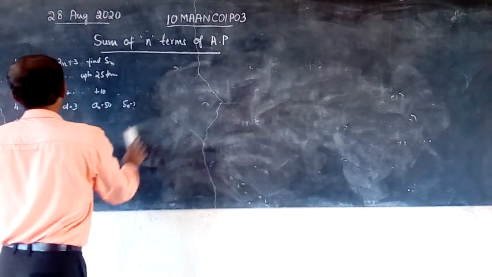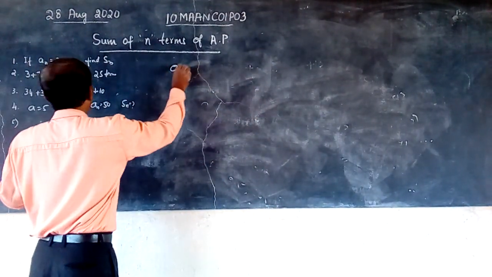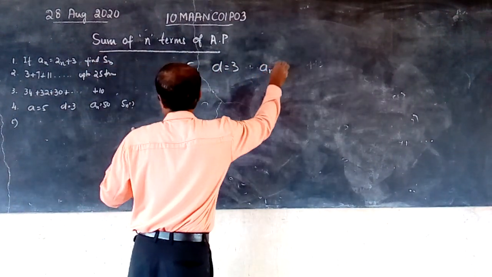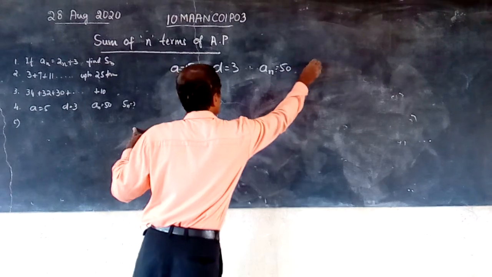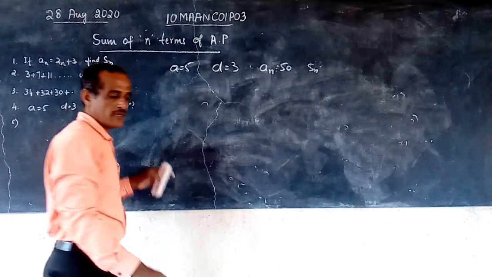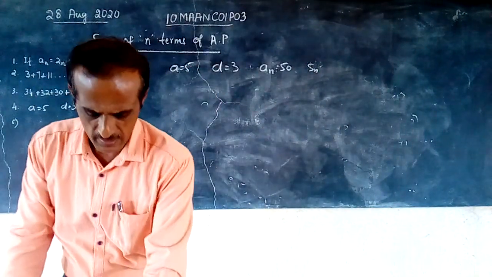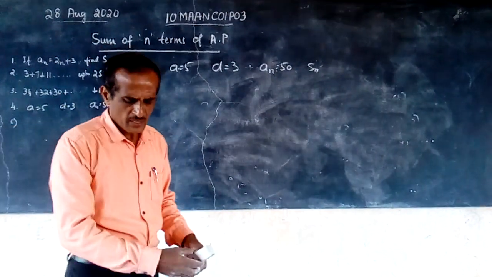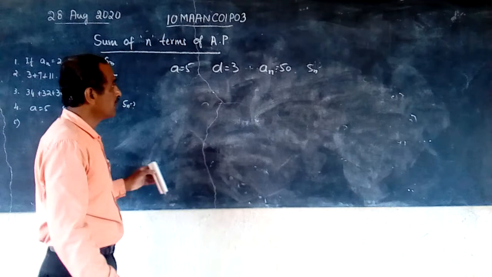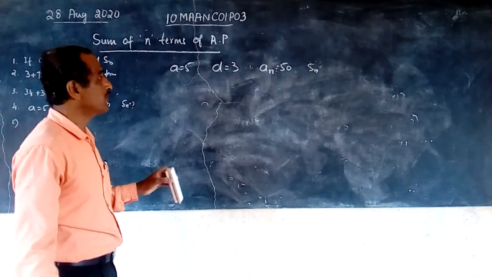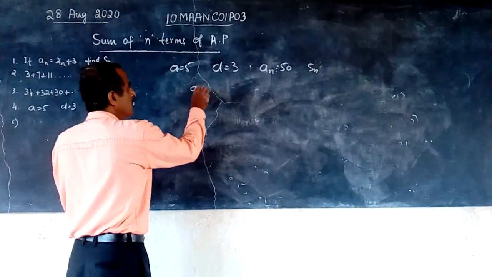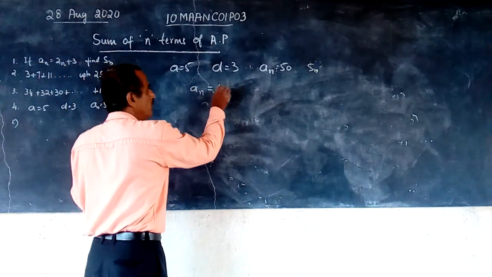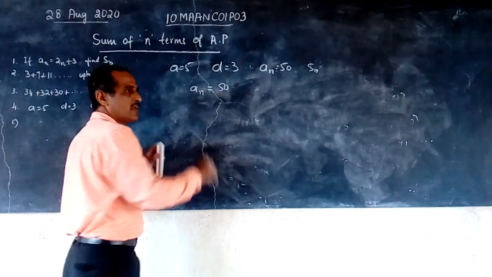Look at this. a is equal to 5, d is equal to 3, an is equal to 50. What is Sn? That formula is given. So what do we have to do here? See here, what is the number of terms you have to calculate? an is given. Using this, as in the previous problem, an is equal to 50 is given. So using this, let us calculate n.